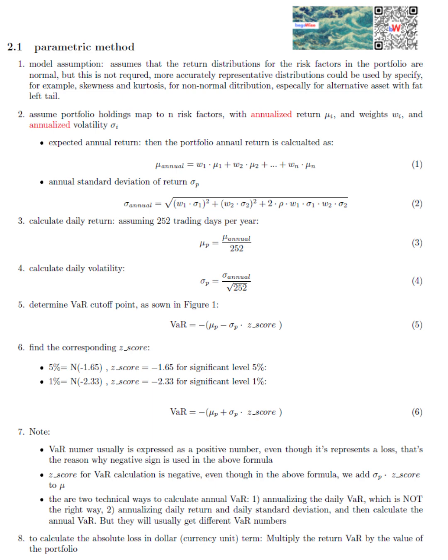Notes. VaR is usually expressed as a positive number even though it represents a loss. That's why there's a negative sign in the formula. The z-score used for VaR calculation is negative.